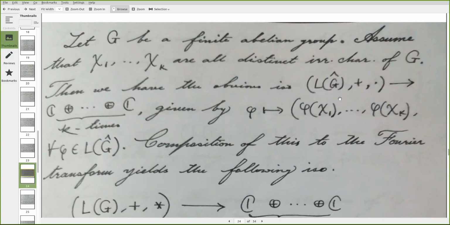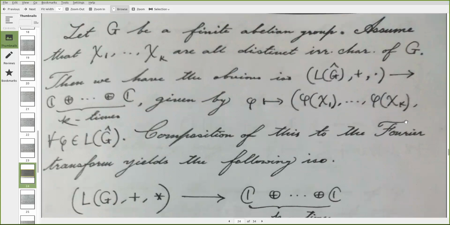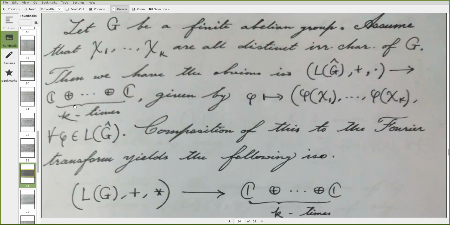However, it is clear that every function can be realized as a k-tuple of complex numbers. And it's reversible: suppose we are given a k-tuple of complex numbers, then from there we can construct a function on G hat. So in view of this correspondence, we see that this algebra L(G hat), with respect to pointwise addition and pointwise multiplication, is the direct sum of k copies of one-dimensional complex algebras.